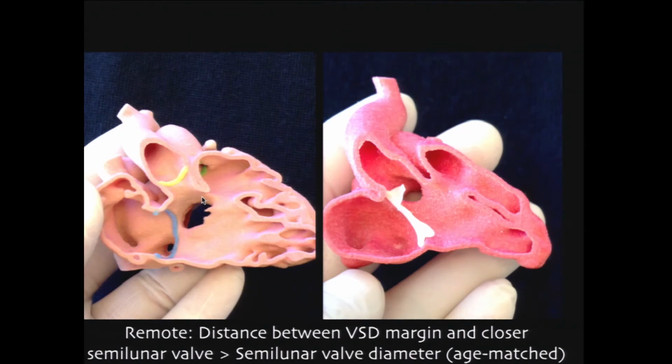Subaortic? Yeah. However, the little bit of difference is that this is a half outlet, half inlet VSD. Okay? So the distance here is a little bit more than the aortic valve diameter and probably a little bit more than the age-matched semilunar valve diameter. By that definition, it is subaortic. However, is it really reasonable to call this remote?